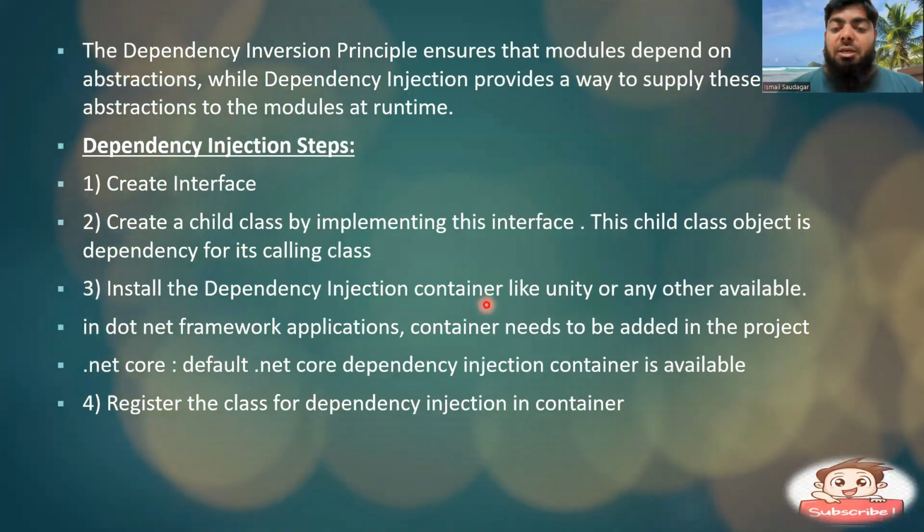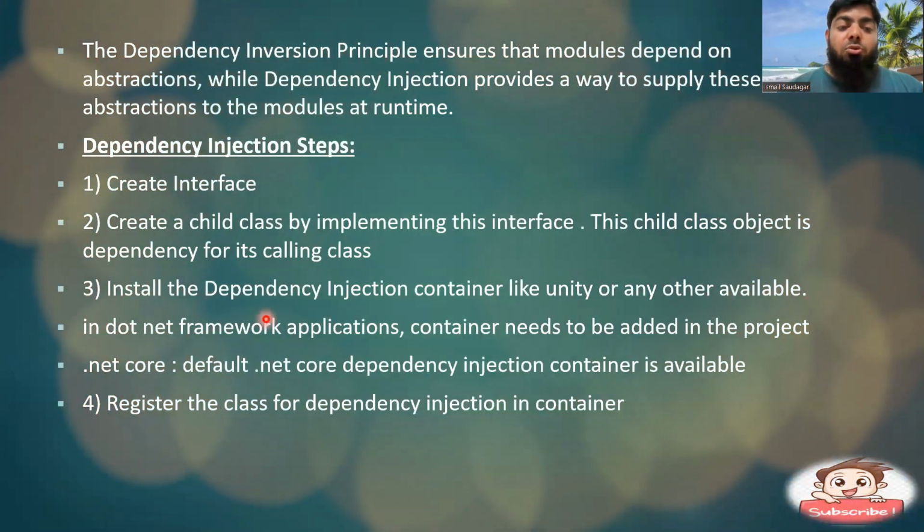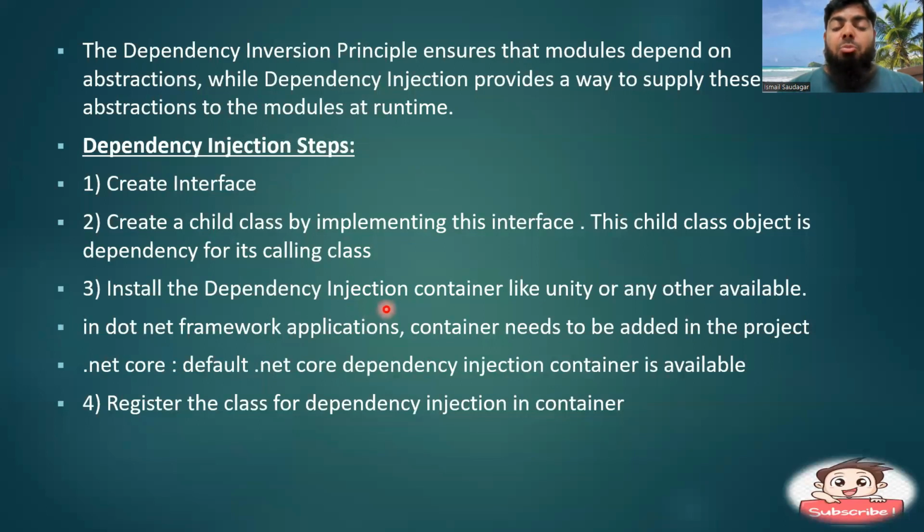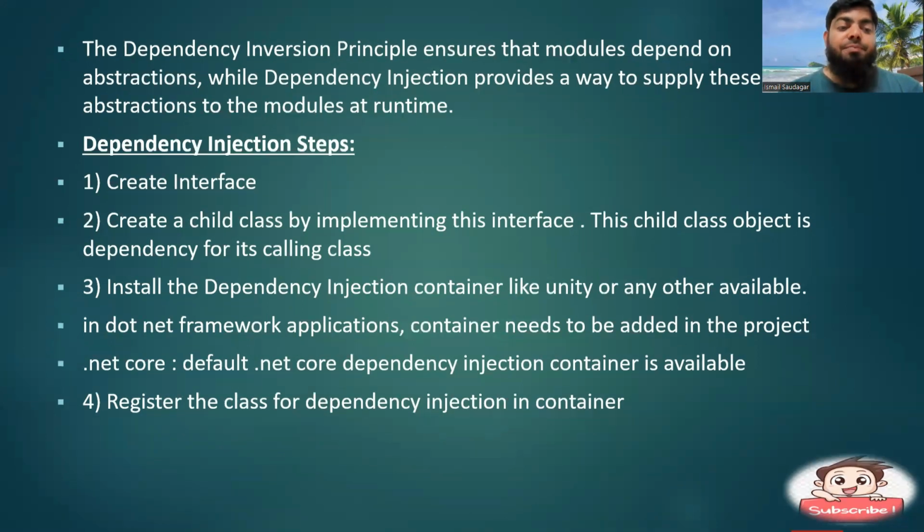The third step is to install the dependency injection container like Unity or any other available. We need a dependency injection container for performing dependency injection, because the container will create the object and inject it to the particular place where it is required. In .NET Framework, a container needs to be added in the project. In .NET, containers are not already present, we need to add it. In .NET Core, the default dependency injection container is available, which can be used. The fourth step is to register the class for dependency injection in the container. In the container, the particular class is registered and its interface is specified.